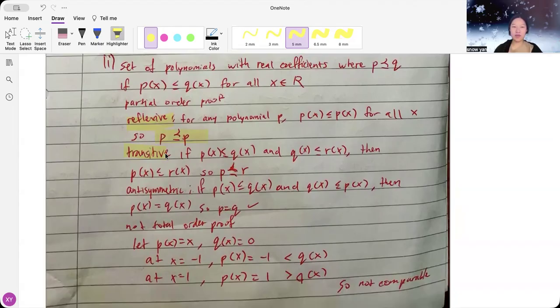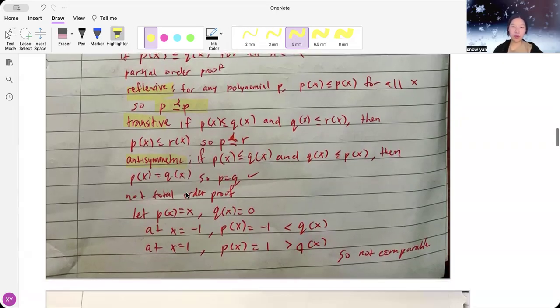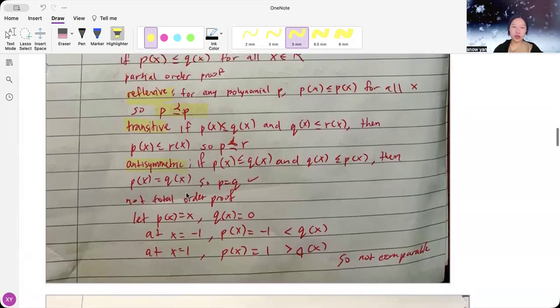Next, we have transitive. Basically, that means that if p(x) is smaller than or equal to q(x) and q(x) is smaller than or equal to r(x), then p(x) is smaller than or equal to r(x), so p precedes r. And then for our third condition, antisymmetric, if p(x) is smaller than or equal to q(x) and q(x) is smaller than or equal to p(x), then p(x) equals q(x), so p equals q. So it's pretty straightforward for partial order proofs. For the total order proof, we can just show that if p(x) was equal to x and q(x) was equal to 0, then we have a constant function.